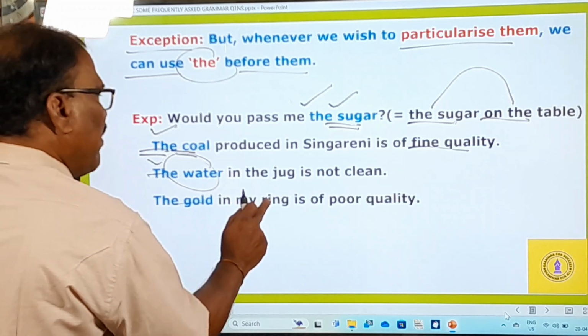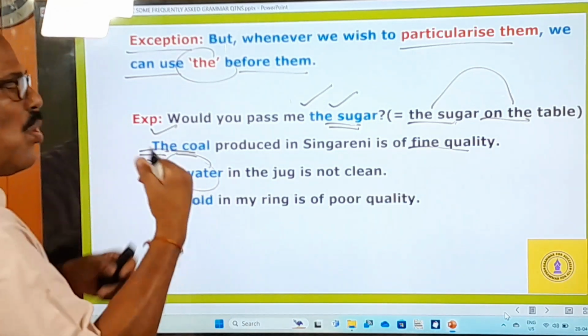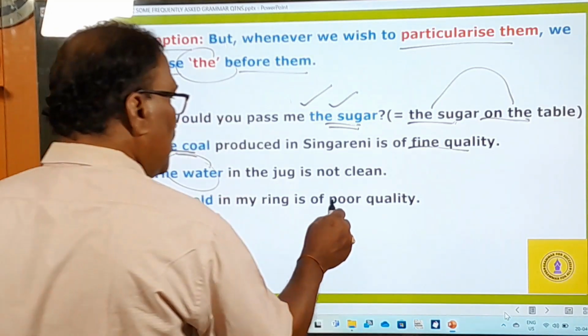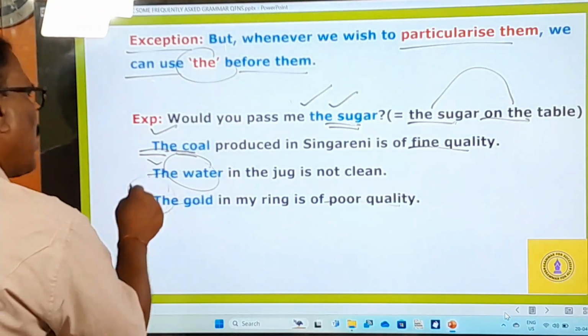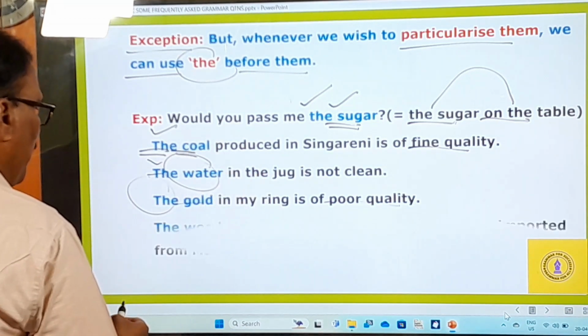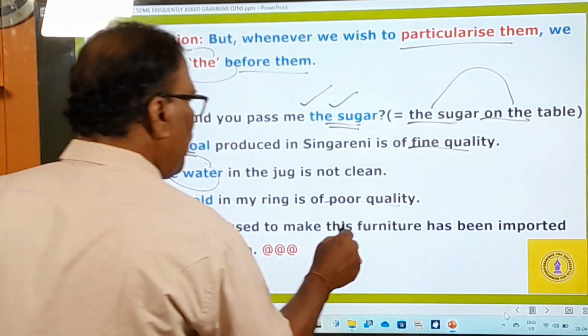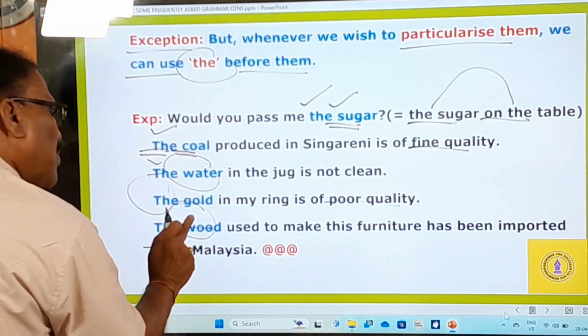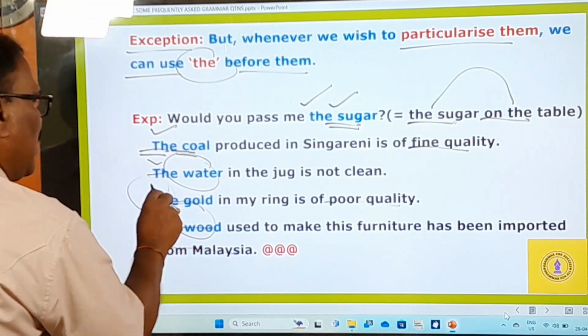Okay, the gold in my ring is of poor quality. So you are talking about this gold in particular, but not in general. Okay, then you can use the definite article. The wood used to make this furniture has been imported from Malaysia. So you are talking about this particular wood, and therefore you have to use the definite article.